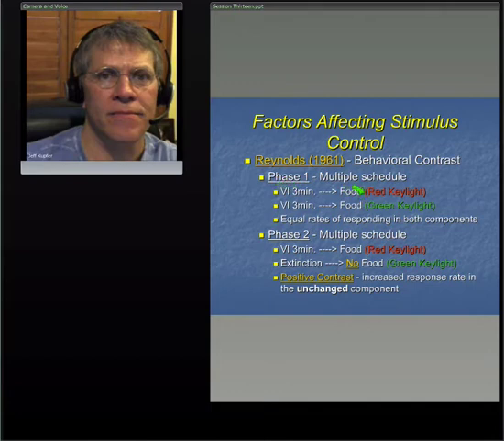And then occasionally we would go back and forth between a red key light and a green key light, and the green key light is also a VI 3 minutes. So what this shows you is that both red light and green light indicate that a VI 3 minute schedule of reinforcement for food is in effect. And because in these two conditions it doesn't matter, the frequency of reinforcement in this condition and that condition are the same. Therefore, what we would expect to see are equal rates of responding in both of these components.